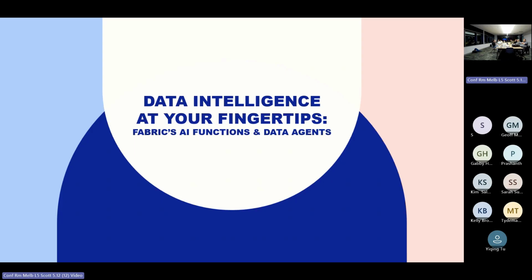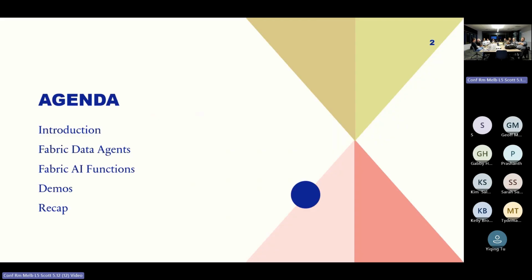So today's topic is data intelligence at your fingertips. We'll be talking about two Fabric features, which give us out-of-the-box AI capabilities within Fabric without the manual setup from scratch. Those two are data agents and AI functions. Let's get into it. It's a very simple agenda. We'll do an introduction of what those two services are, see how they work, how you set them up, what you use them for, and then a live demo of the same.